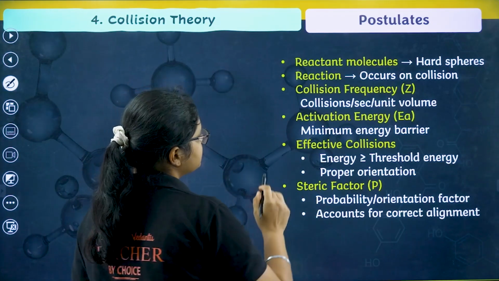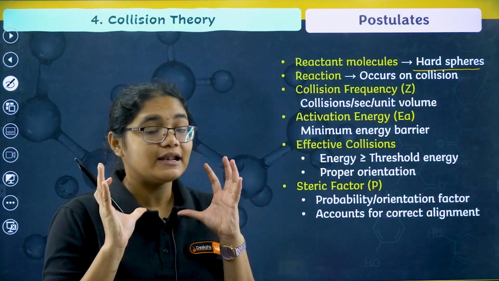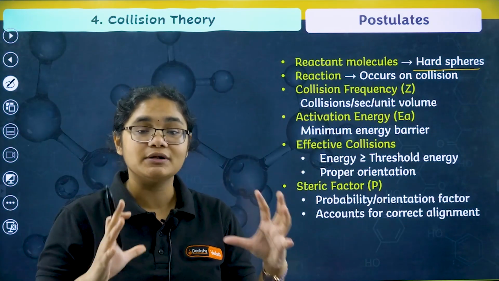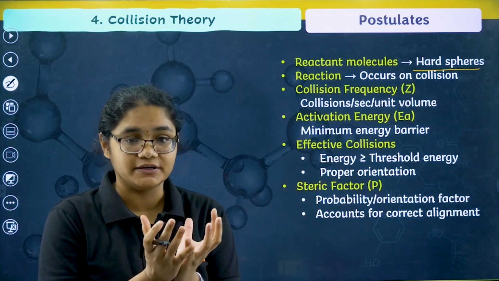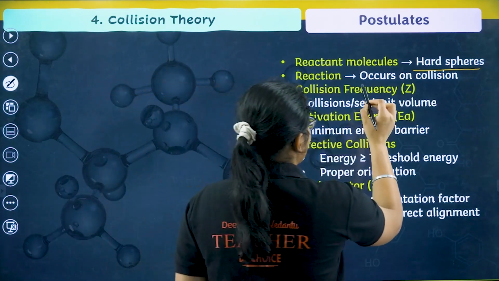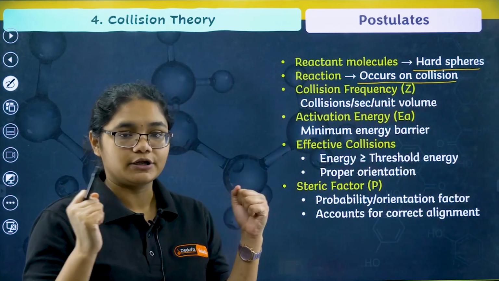First of all, collision theory considers the reactant molecules as hard spheres. It doesn't consider the actual structure of the molecule, it considers all the reactant molecules as spheres. Then, according to collision theory, reactions can occur only when the reactant molecules collide.